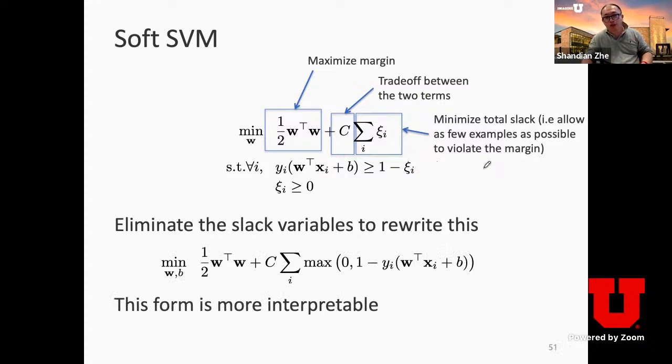And in this objective function, in this way, we just get rid of all the constraints, and then we only need to optimize this unconstrained objective function. So any question regarding this?